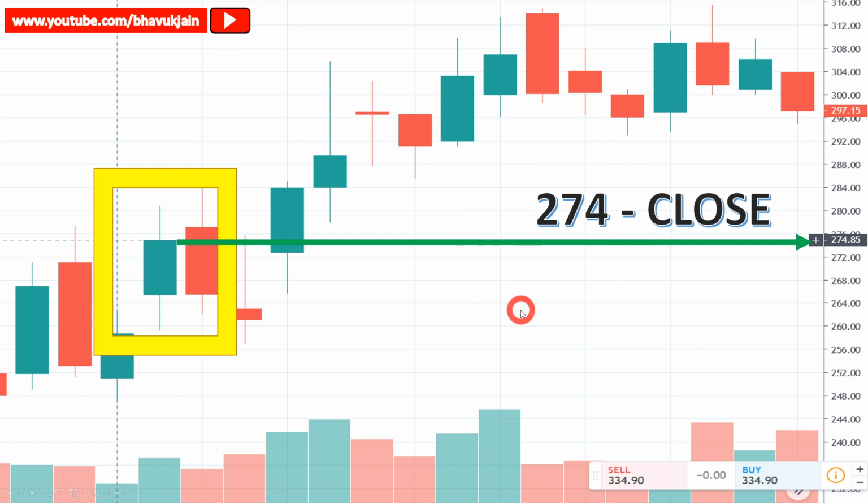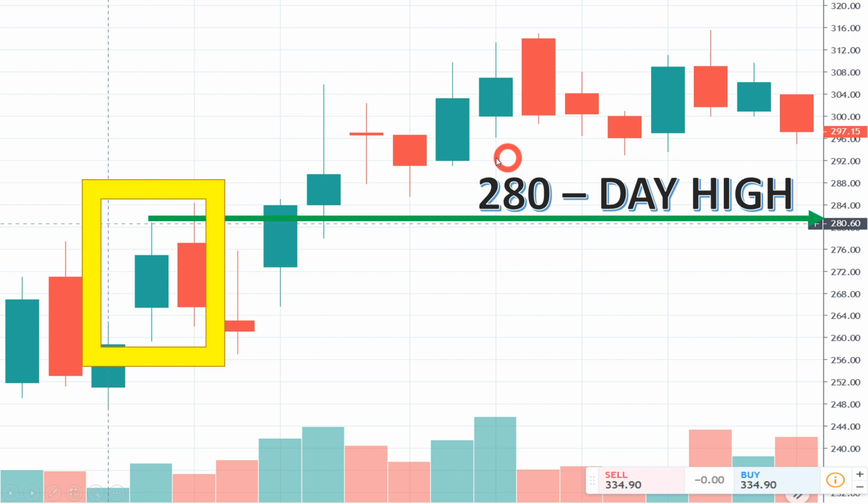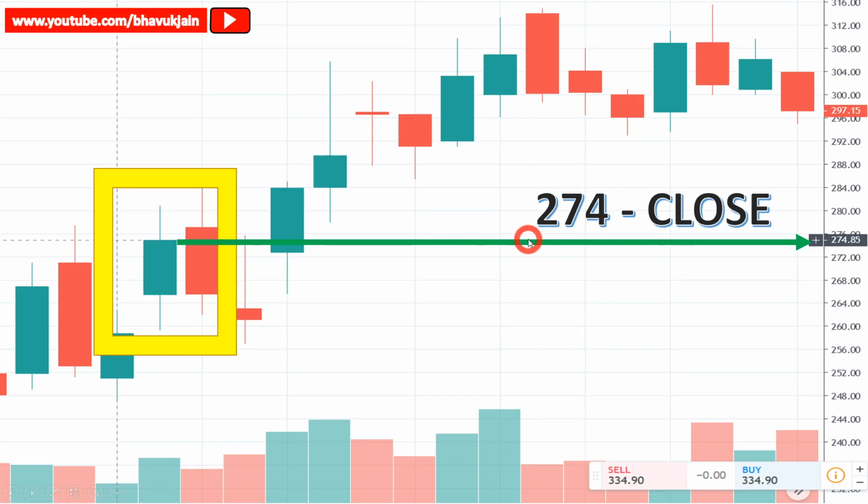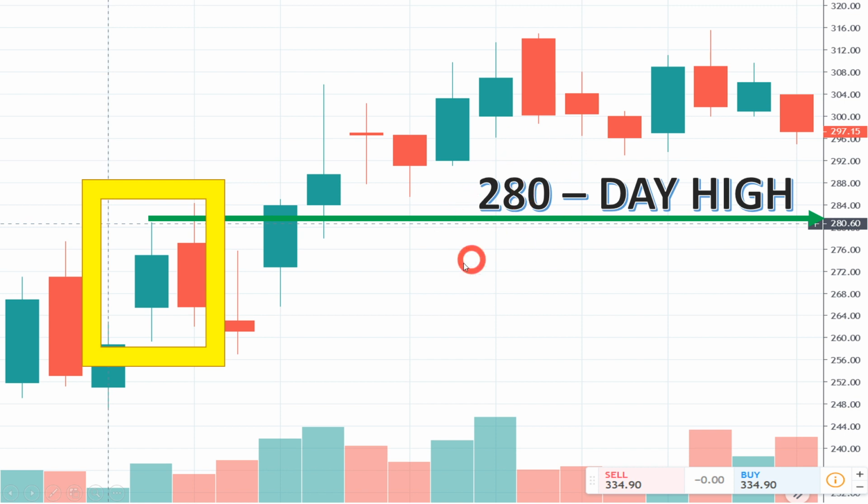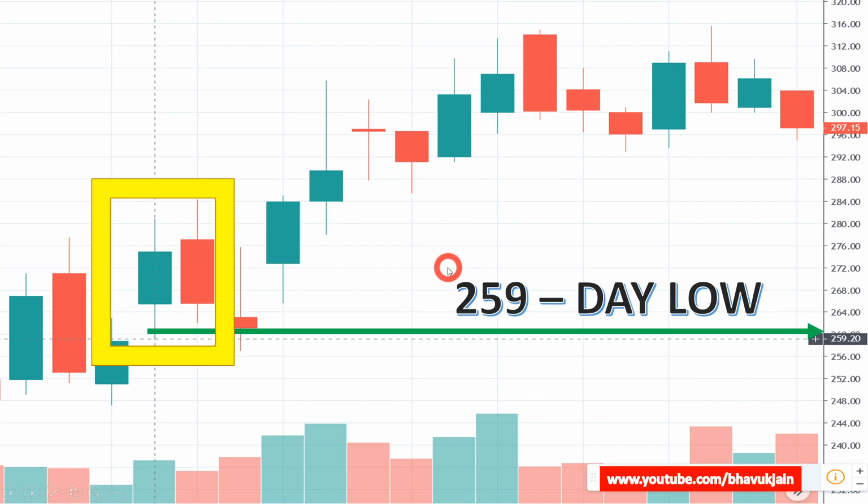So it clearly shows that this candle is bullish. You see here it made a high of rupees 280 during the day, that is the upper end of the wick of the candle. This is the body and these are wicks. So the wick went as high as this point, that is 280. It closed at 274, but it also made a high of 280. And it made a low of 259. It shows how low the price of the stock went during the formation of this candle.